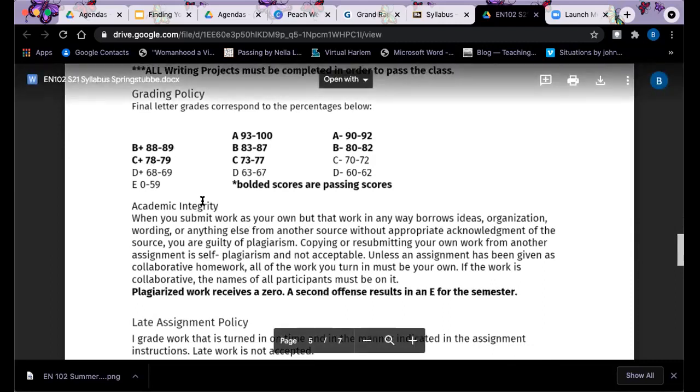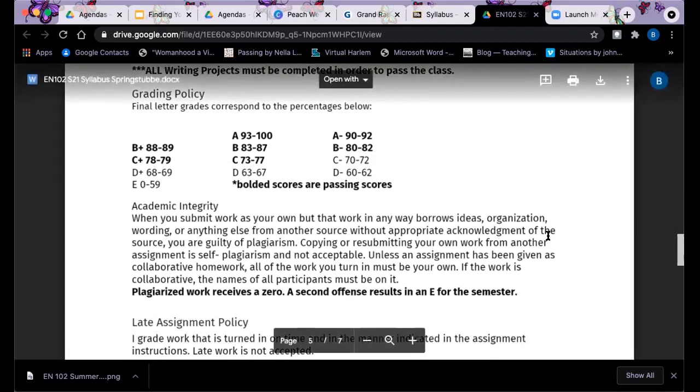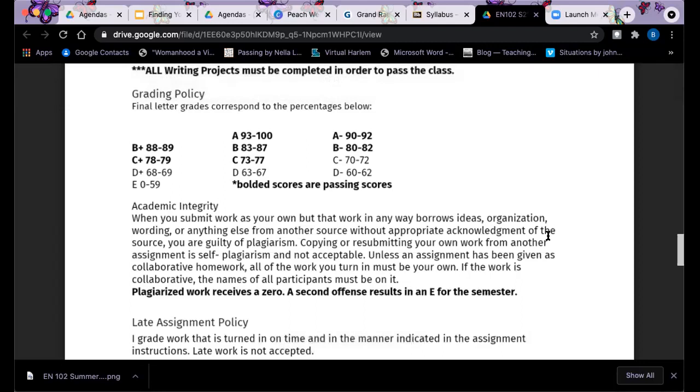The grading scale is a pretty basic standard grading scale. You have to have a minimum of a 73% in order to receive credit for English 102. I will say that as long as you're doing the work of the class and you're giving it your best effort and you're really doing your best to meet the requirements of the assignments, you should not have to worry about failing.